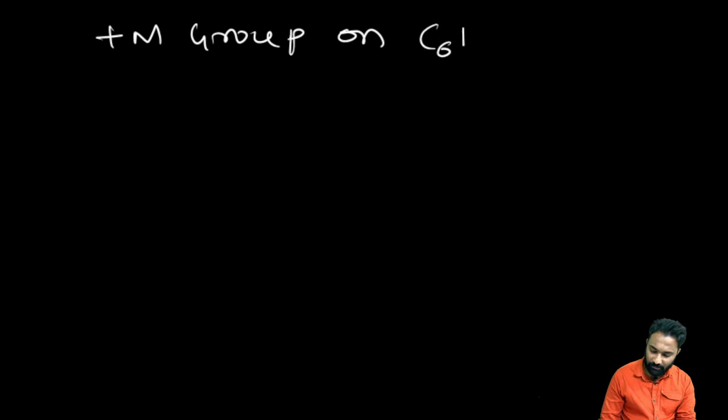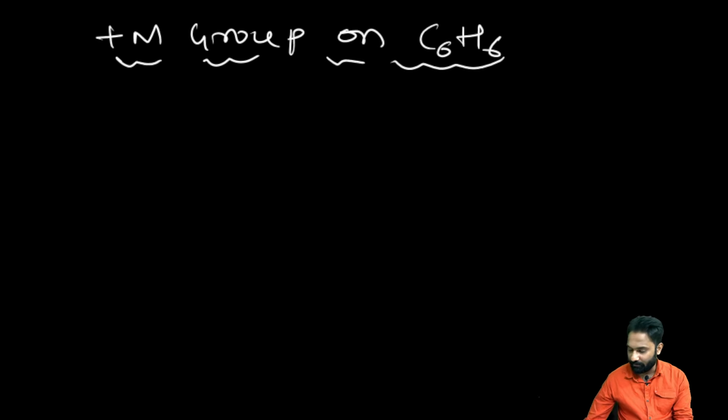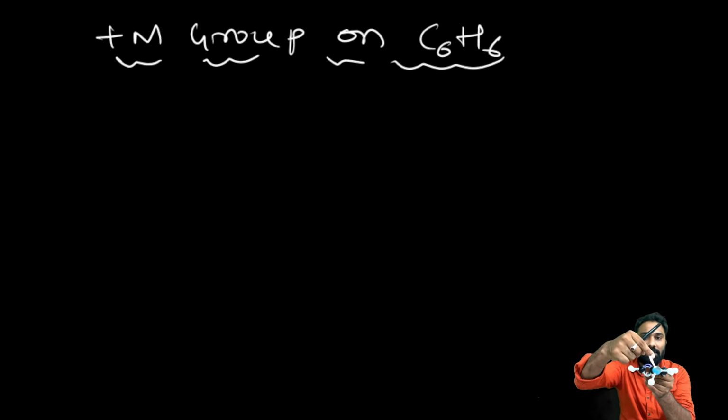Now, first, if any plus M group is on benzene, what will happen? Now we'll see. Just now I explained very clearly with this one. If any plus M group is there, this benzene and this pi electrons are both parallel to each other. When both are parallel, this pi electron will increase the electron density on the benzene at which positions?